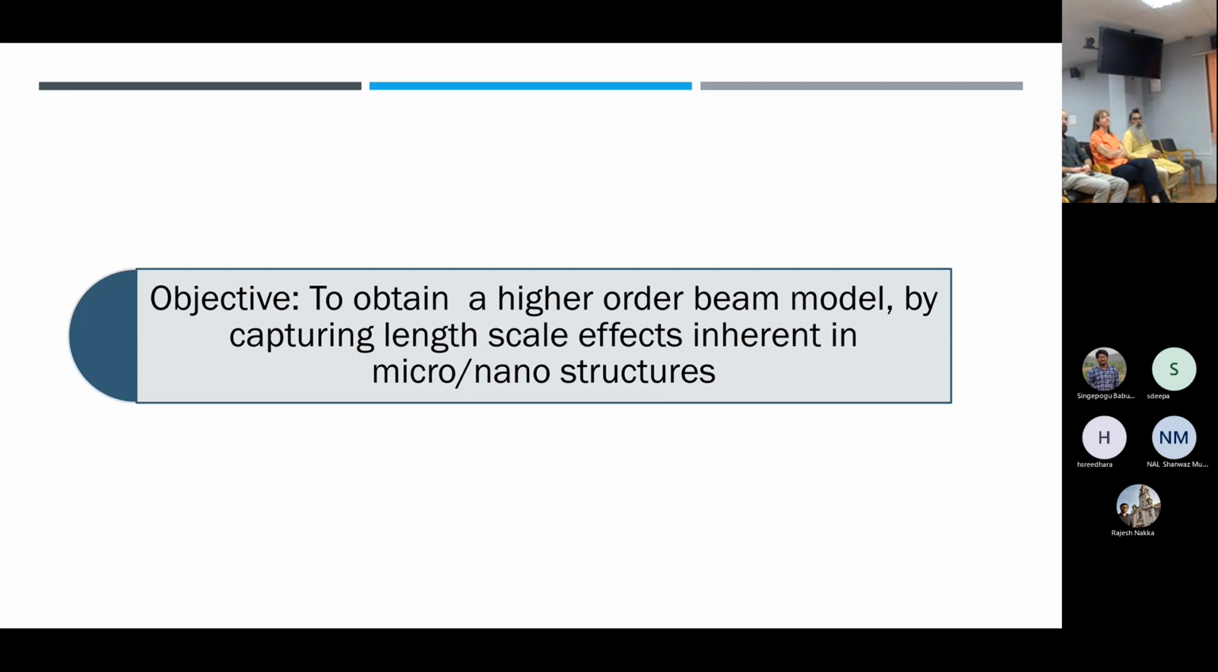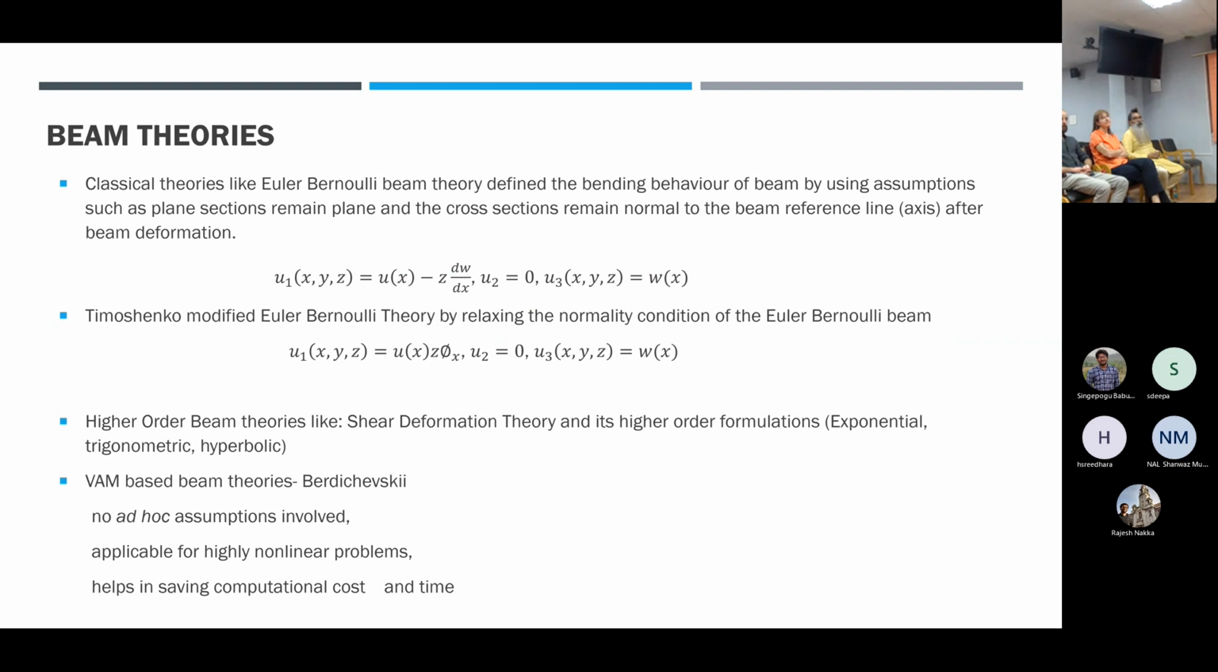So the objective here is to obtain a higher order beam model by capturing the length scale effects inherent in the micro and nano structures. So I would like to give an overview of some beam theories, like classical theories such as Euler-Bernoulli beam theory, which takes the assumptions that the plane sections remain plane even after the deformation, and the sections remain normal to the bending reference line. So these assumptions helped us to identify the local deformations and displacements in the beam, but they were not accurate if we move on to the nonlinear analysis of material and structure behavior.